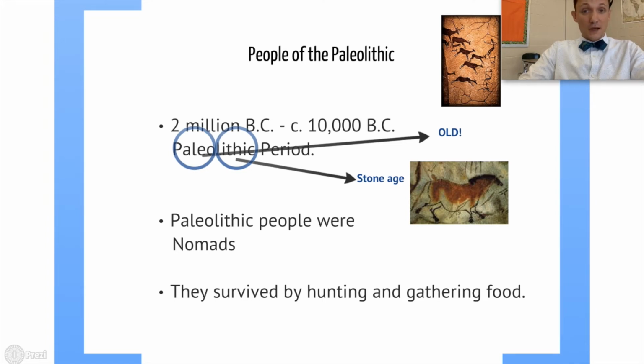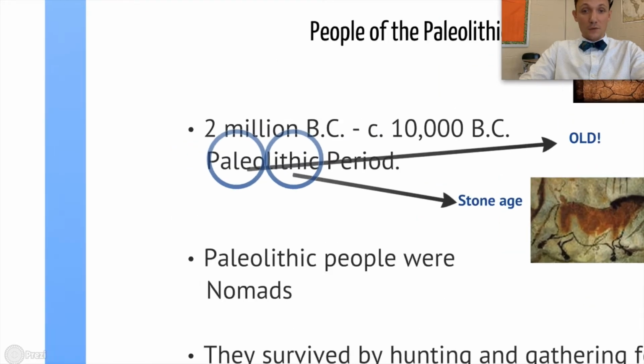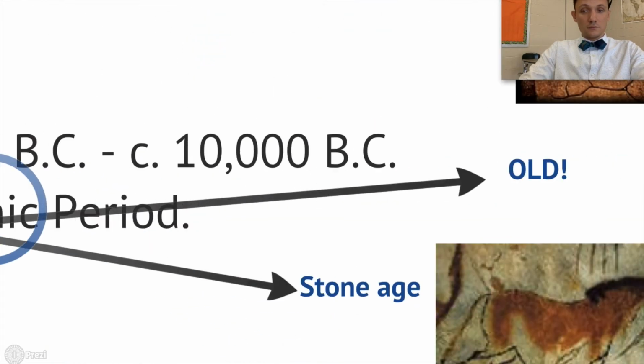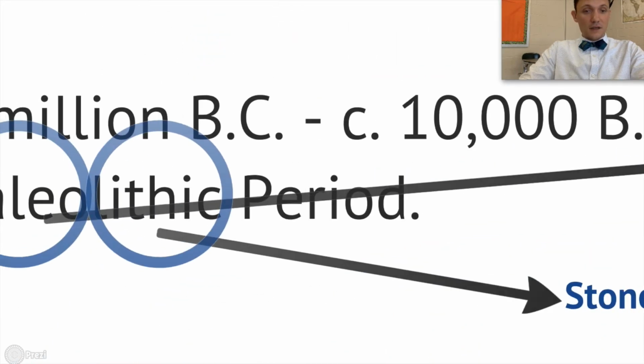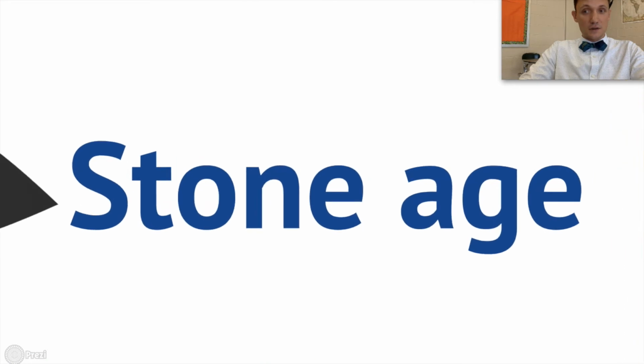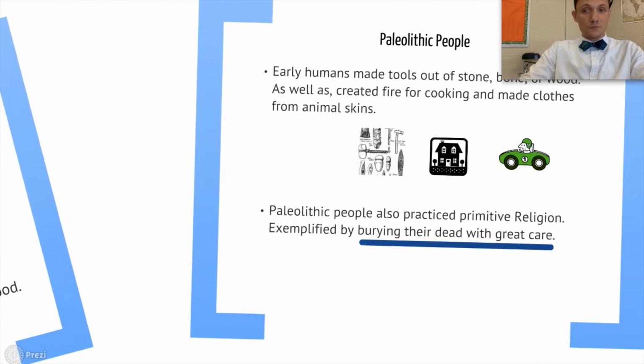Paleolithic people were also nomads. What's a nomad, you ask? You need to make sure you know this. A nomad is someone who wanders around to find food. People who move from place to place to find food. Nomads survive by hunting and gathering their own food. Now remember, paleo means old, and lithic means Stone Age, so the Paleolithic era.